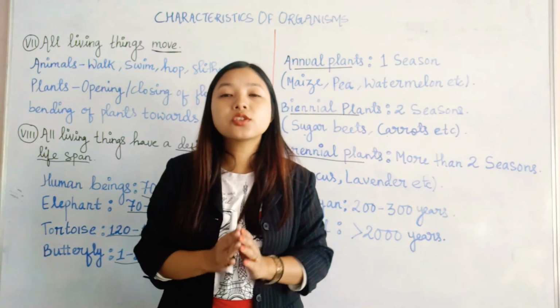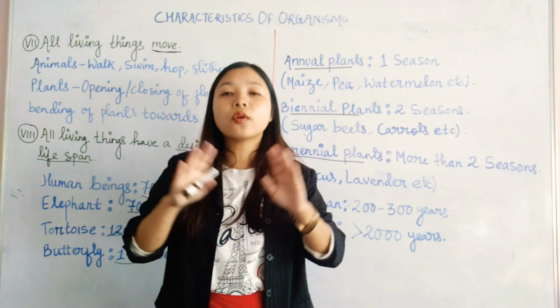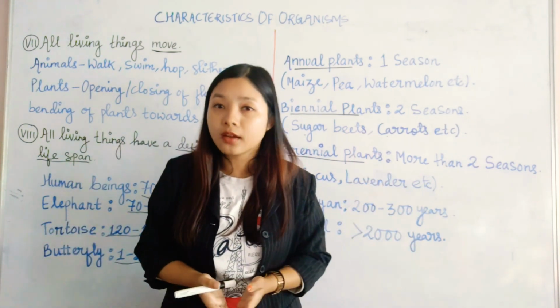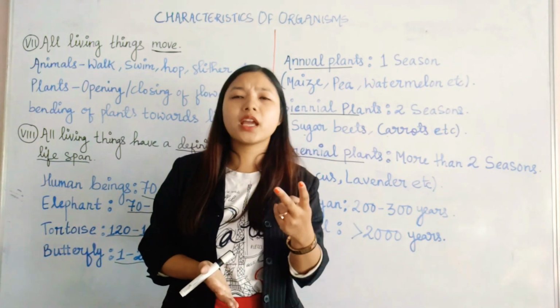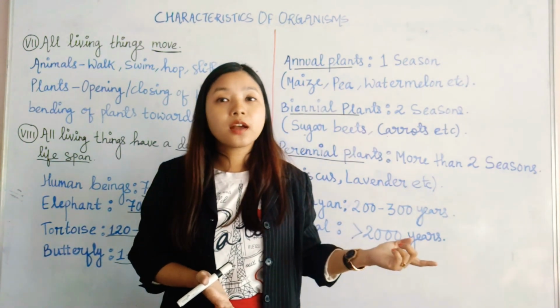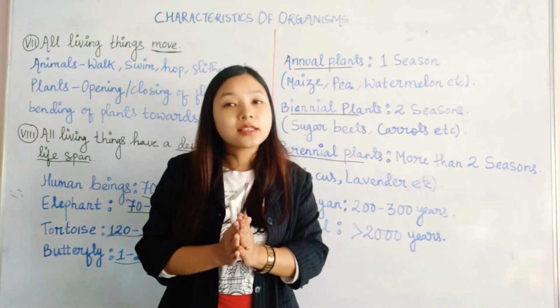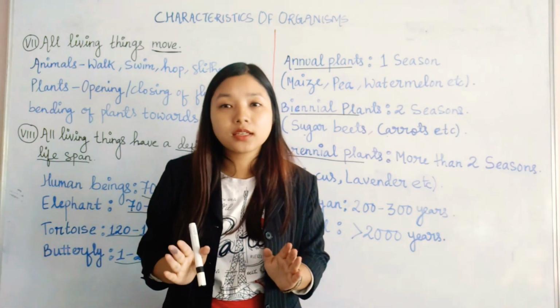But it doesn't show all of the characteristics. A living organism will have all of these characteristics which we have discussed. So if something will have one or any two of the characteristics out of this which we have discussed, then they are not necessarily to be termed as living organisms.